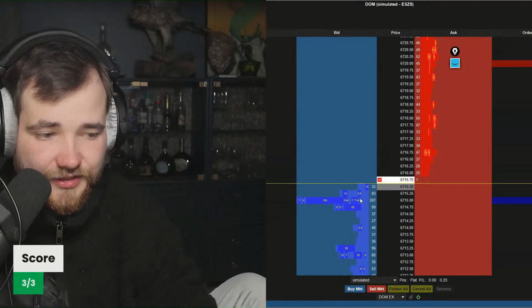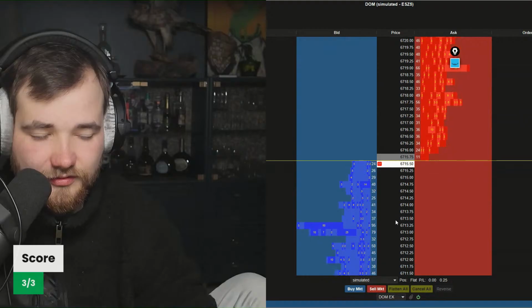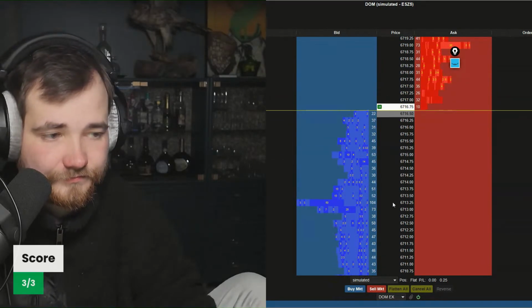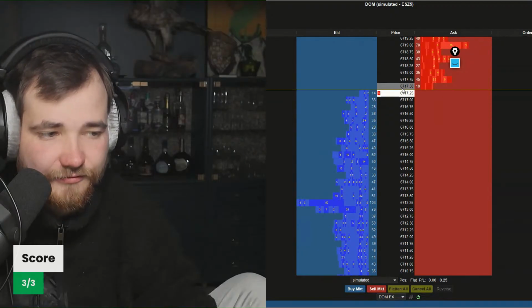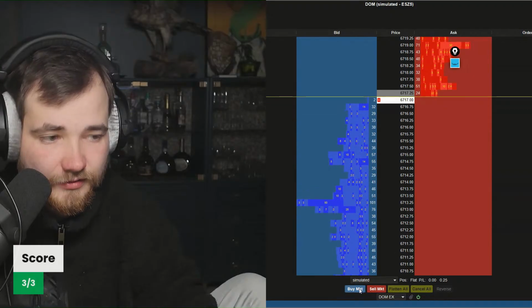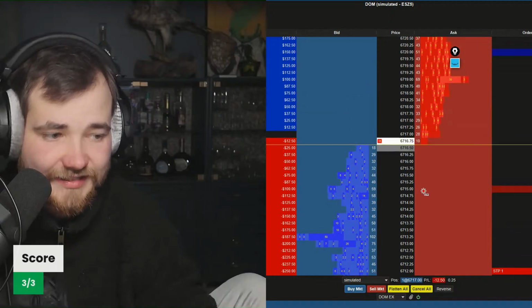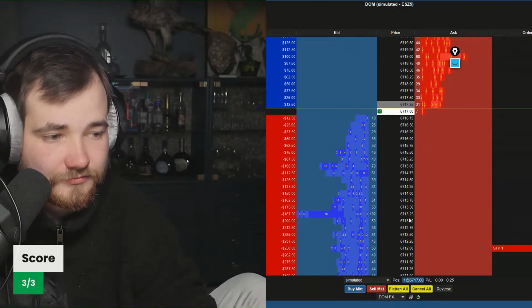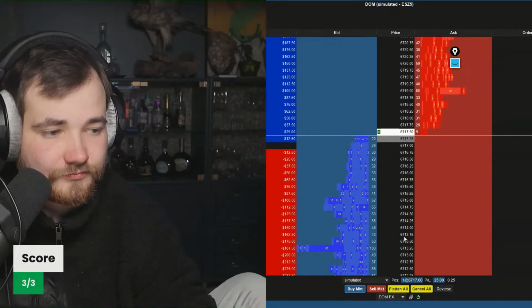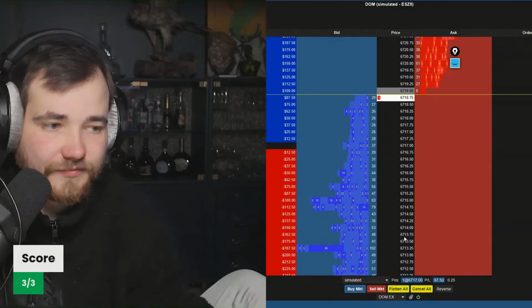Let's see how we react to these levels again. 6, 7, 15. And you can just see the orders are getting moved back. Let's see if we can find that fast move. Okay, we saw a fast move. Now when it comes back, does it get defended? Yes. Buy. And let's see if that works. Fast move. Stop. Buy. Let's see if it works.